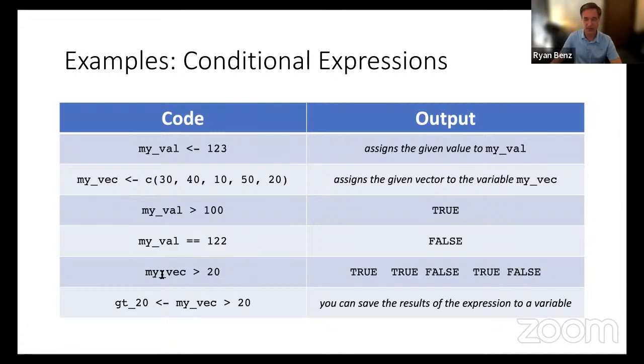We can also ask this on a vector. Is my vector greater than 20? That's kind of a weird thing to think about. Remember, a vector has multiple values, but what R does is ask this question over and over again for each element in our vector. So this expression says, is 30 greater than 20? Yep, it is. Is 20 greater than 40?